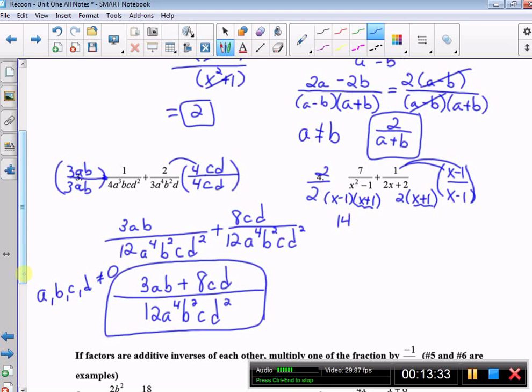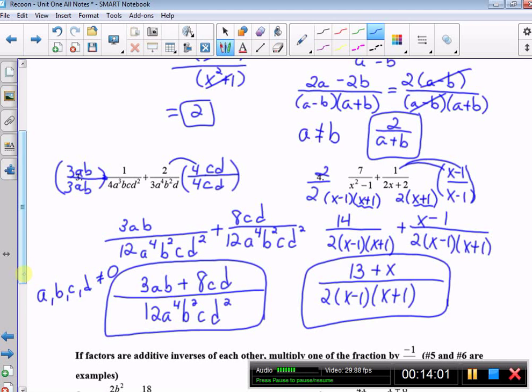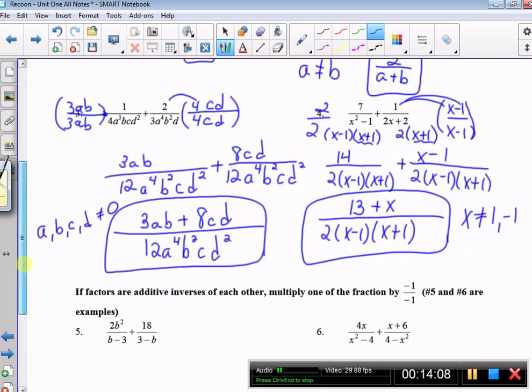And so we'd get 14 over 2 times x minus 1, x plus 1, plus x minus 1 over 2 times x minus 1, x plus 1. So using the commutative property of multiplication, I can write it like that. And then combine. 14 minus 1 is 13 plus x, all over 2 times x minus 1 times x plus 1. You can leave it like that, or you could write this as 2 times x squared minus 1. The values that x cannot be are 1 and negative 1. That would make it undefined.